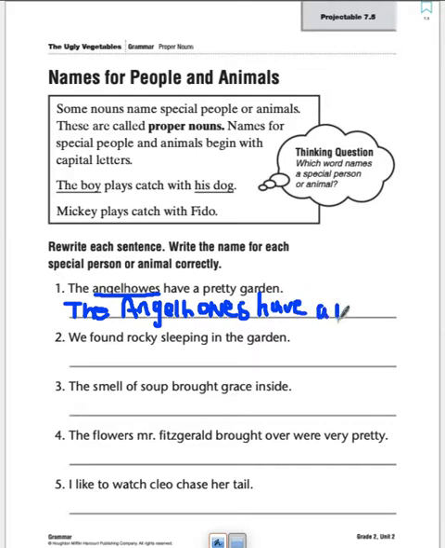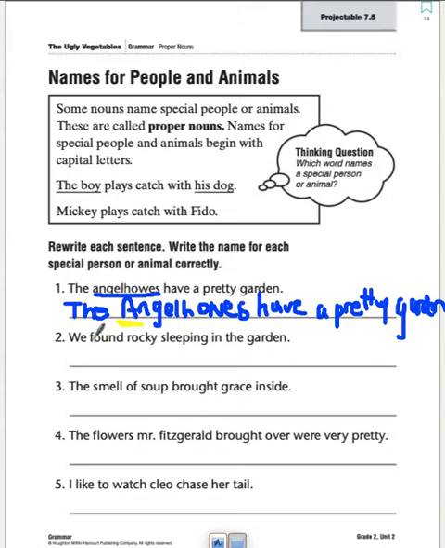And I'm almost done. A pretty garden. Now, notice that my words are not sticking to the line very well, but that's okay. It's because I'm finger writing, and I'm going to put a period right there. Now I want to show you, let me change my pen color here. I put a capital A on the name Angel How because that is the name of the special people in that sentence. So it has to start with a capital A even though it's in the middle of the sentence.